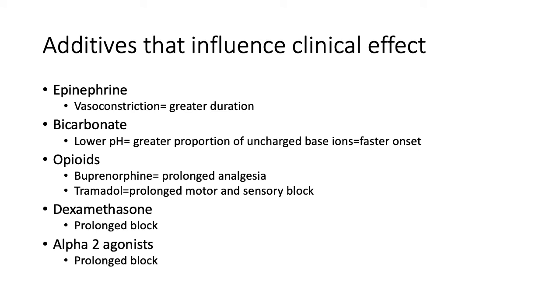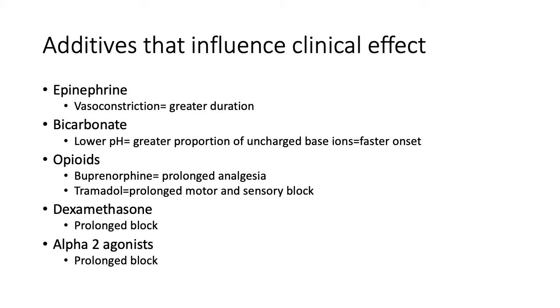Many agents have been studied as adjuncts to speed onset, prolong effect, and reduce total required dose of local anesthetic. Probably the most commonly used is epinephrine, which, thanks to its vasoconstricting effects, can delay systemic uptake of local anesthetic and therefore prolong its effect and reduce toxicity. It can exert this effect with a concentration as low as 1 to 800,000.